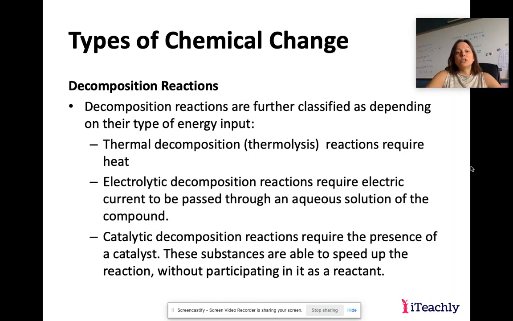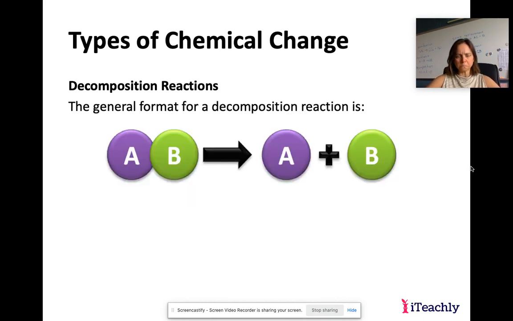So decomposition that requires heat would be thermal decomposition. Electrolytic decompositions, we would need the electrical current, or even a catalytic decomposition where you need a catalyst, or you need to add something to get the reaction to go without it really participating in the reaction. It just kind of gets things moving.